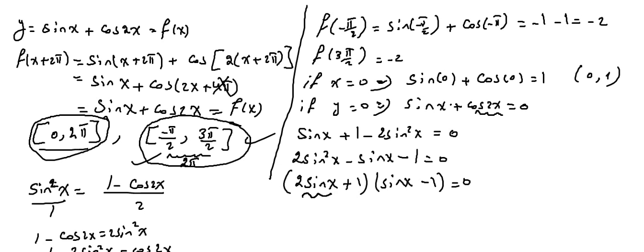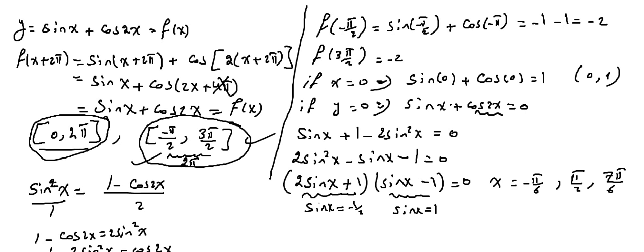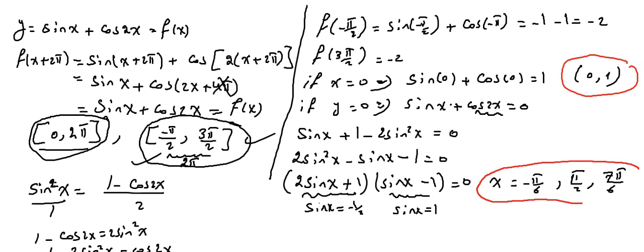Here I will not solve. We take each factor equal to 0. This means sine x is equal to minus half, and we continue solving for the correct x values here, and sine x is equal to 1 also. We got x equal minus pi over 6, x equal pi over 2, and x equal 7 pi divided by 6. That's great. We have all these points. We have to worry about all these points. If y is 0, x is all these points. Let's leave them for now, and we go to the derivative directly.